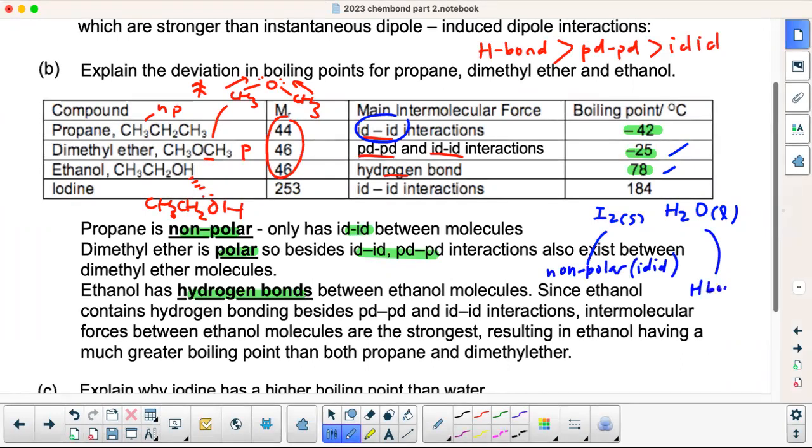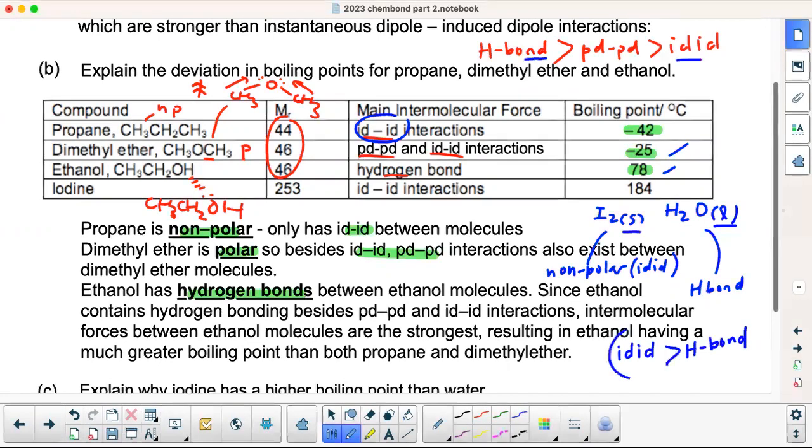Can you tell me now which one is stronger? H bond or ID stronger in this case? But if I tell you that iodine is a solid at room temperature and this is a liquid, which intermolecular force is stronger? Very good. In this case, listen, ID is stronger. Then you must be thinking, how come ID is stronger? I just contradicted myself. I told you hydrogen bond is stronger. So why is ID stronger here?